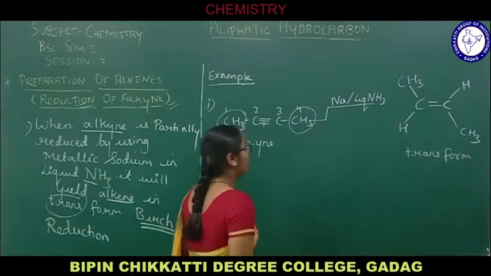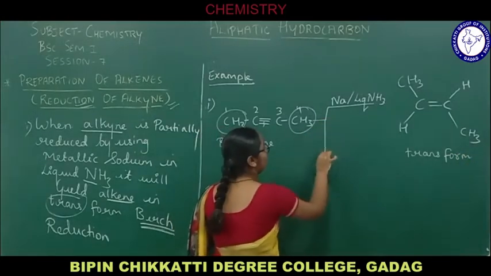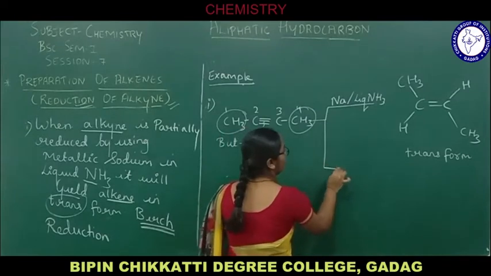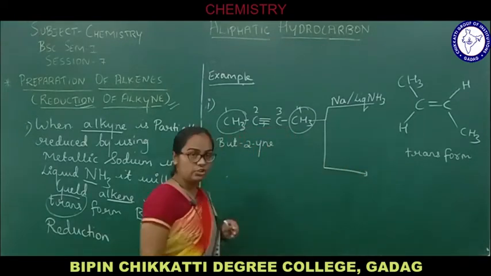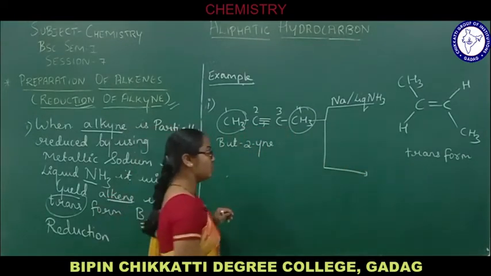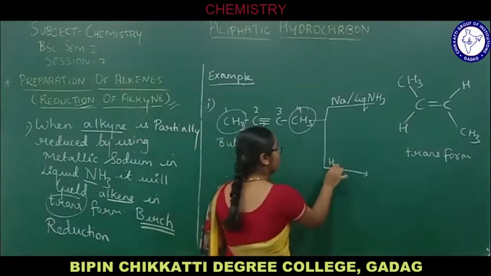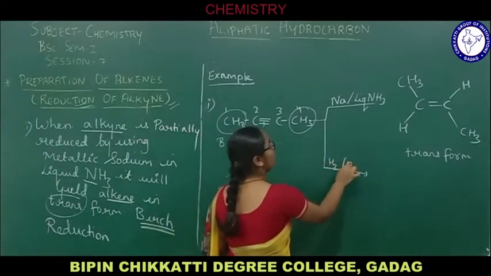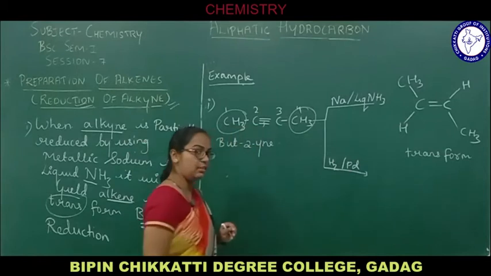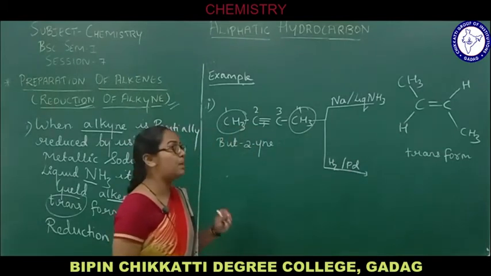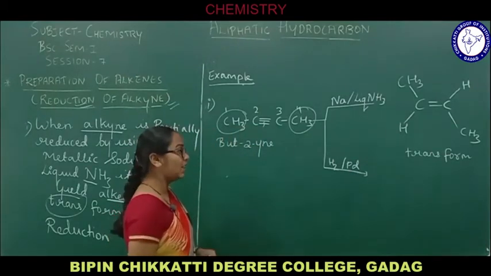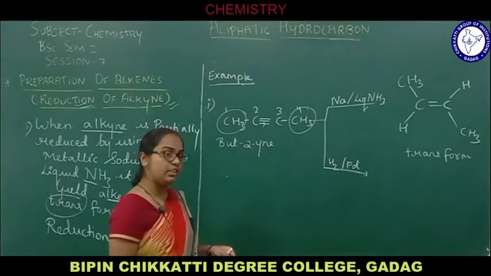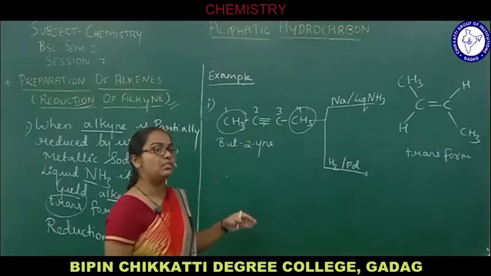Okay. Now if we take the partial reduction in presence of hydrogen, that is the catalytic reduction taking place in presence of palladium, at that time you are going to form an olefin which is exactly opposite to that of the trans form.